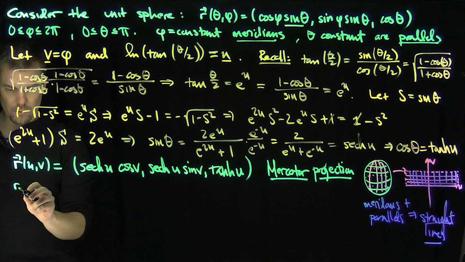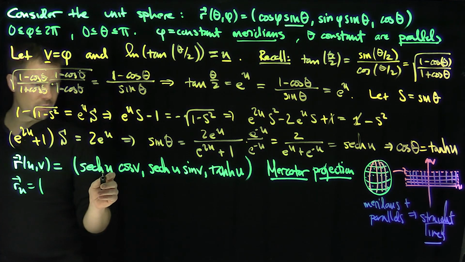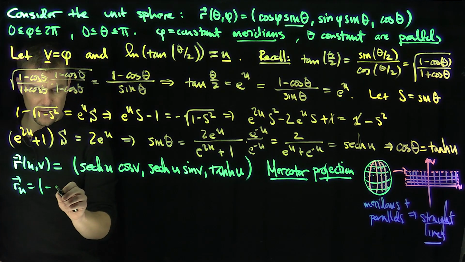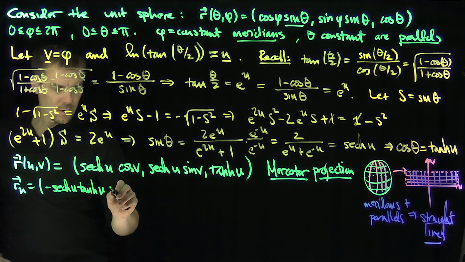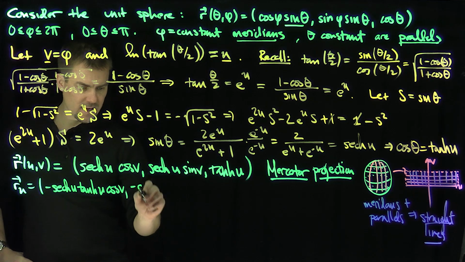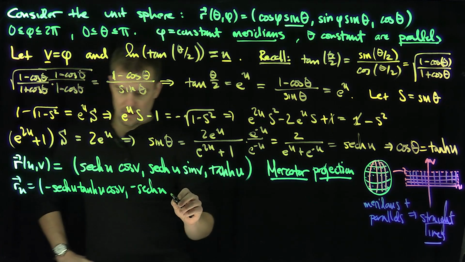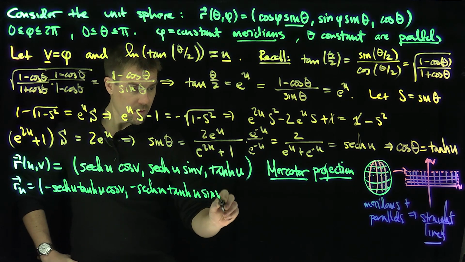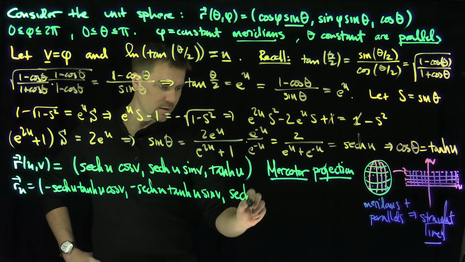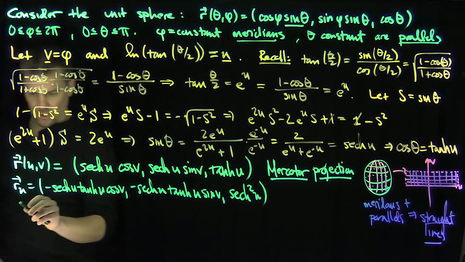Let's look at r sub u. That's going to be what? The derivative of hyperbolic secant is negative secant hyperbolic, tangent hyperbolic, cosine v. Same thing over here, negative secant hyperbolic, tangent hyperbolic, sine of v. And then hyperbolic secant quantity squared, like so. What's my r sub v?